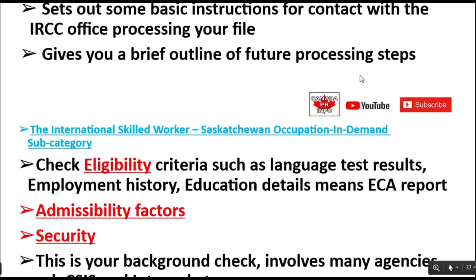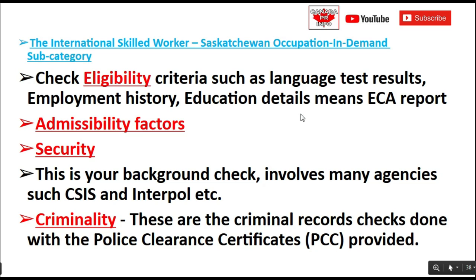Now your application will be checked for various eligibility criteria such as language test results, employment history, education details, etc. Your application will also be checked for admissibility factors. The first one is security. It is for your background check and it may involve various agencies such as CSIS and Interpol. The second factor is criminality. The criminal record check will be carried out using the police clearance certificate that you provided.